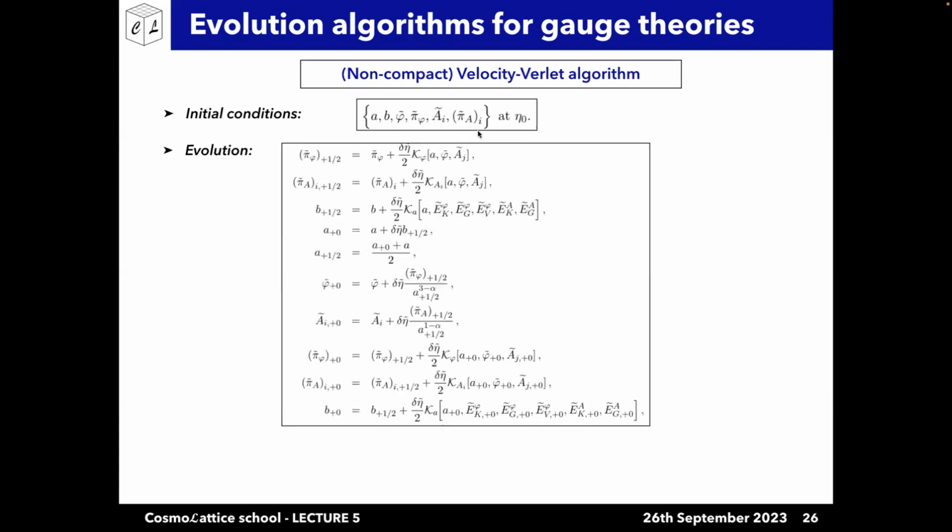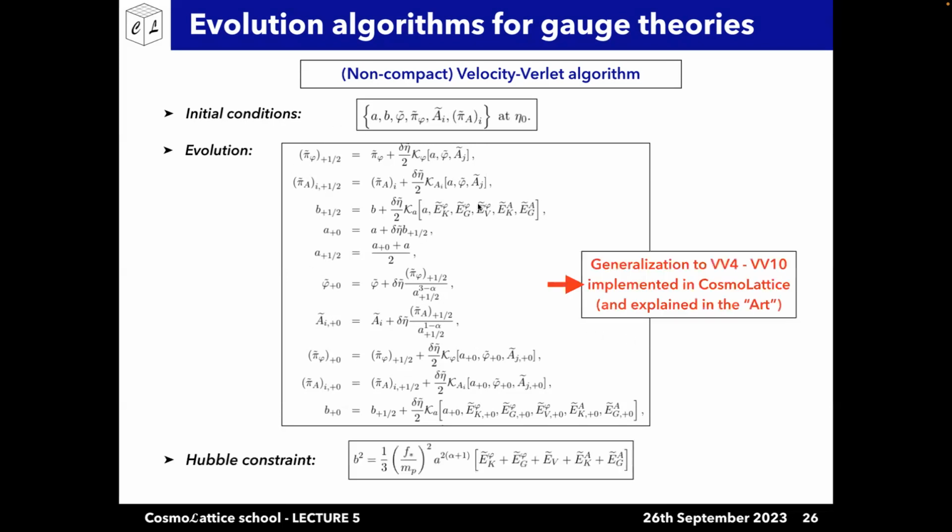In this case, initially, we know both the field amplitudes and the derivatives, the momenta, at the same time, and the velocity Verlet algorithm is exactly the same as for scalar fields, but the only difference again is that we have more equations than before.